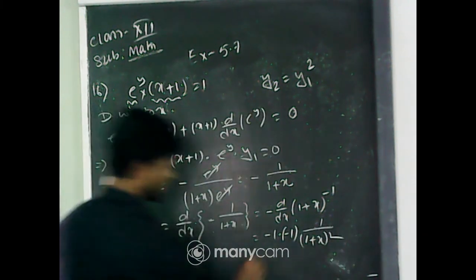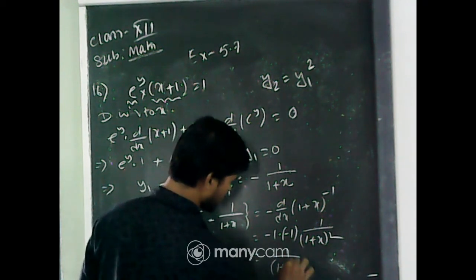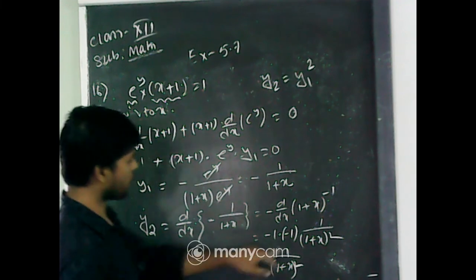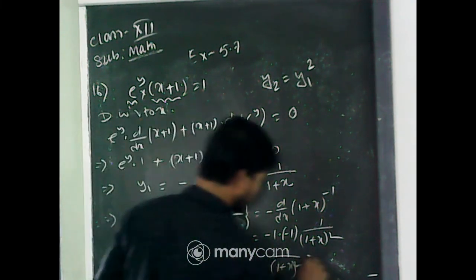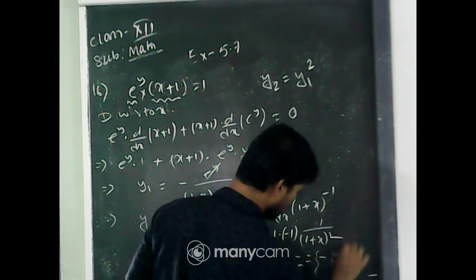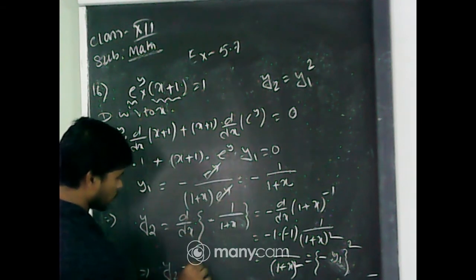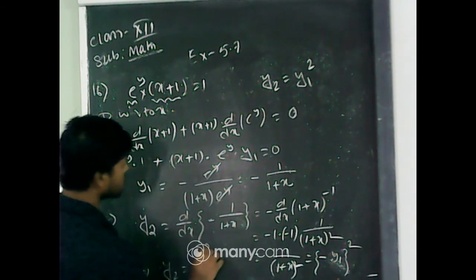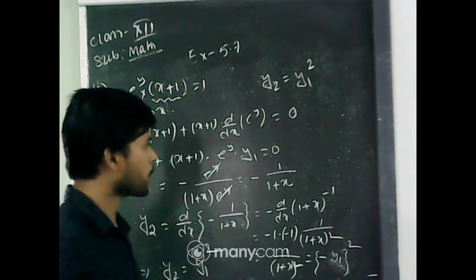Finally we have this answer. So that will be 1 by 1 plus x, sorry, 1 by 1 plus x whole square. Now what is the value of 1 by 1 plus x, which is equal to minus of y1? So that is minus of y1 whole square. So y2 is equal to y1 square, and hence the answer. Okay, any problem?